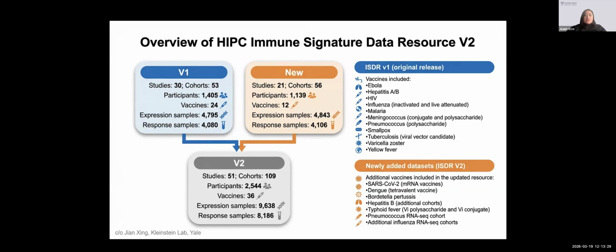We have also added several important vaccine datasets you can see right here, which include SARS-CoV-2 mRNA vaccines, dengue tetravalent vaccine, Bordetella pertussis, and hepatitis B for additional cohorts. We also have typhoid fever, pneumococcus, and influenza data as well.